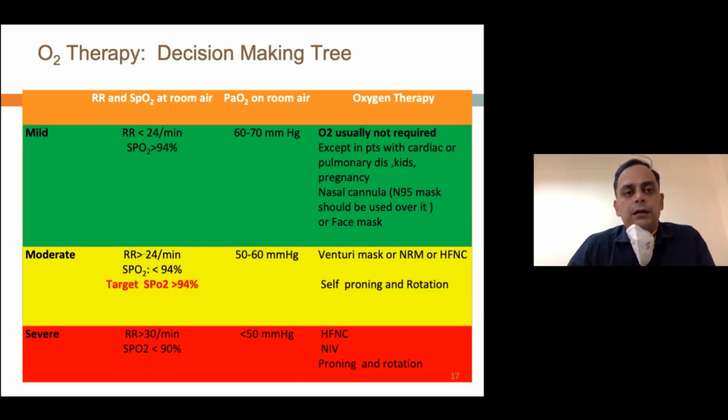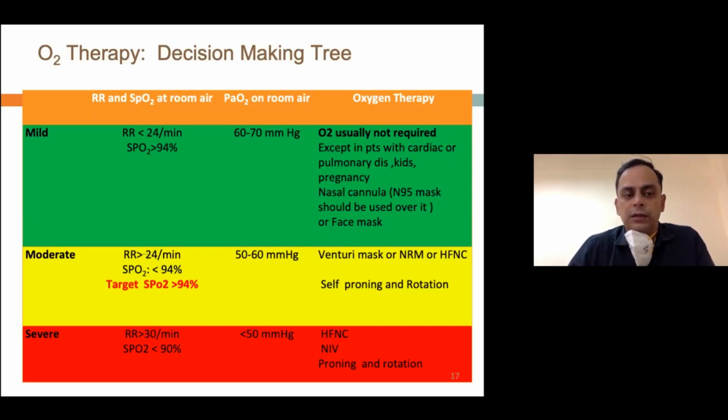Coming to the decision-making tree, if the patient is having mild disease and his respiratory rate is settled, but his saturation is below 94%, then in these patients, we should always start our treatment with nasal cannula. In using a nasal cannula, there are two benefits. First of all, the patient is very comfortable, and second, an N95 mask or another mask can be applied over it also.